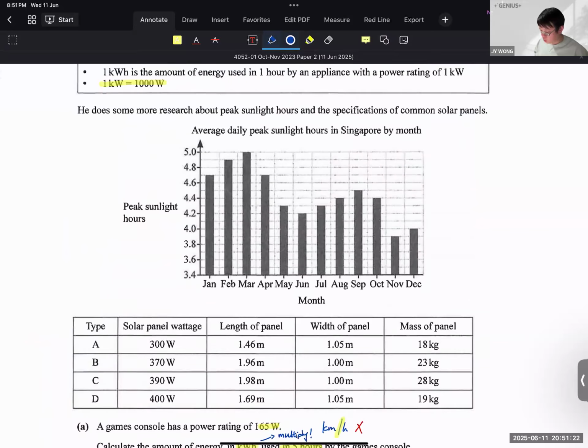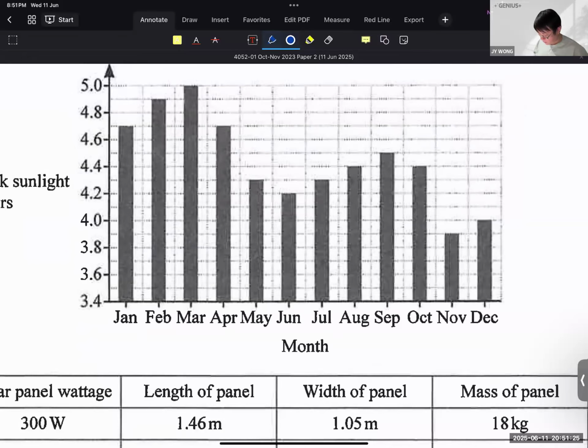How to find the average? We need to go and find the values here. So this is 4.7. This is 4.9. This is 5.0. This is 4.7. This is 4.3. This is 4.2. 4.3 again. Then this is 4.4. Then this is 4.5. Then this is 4.4. Then we randomly have a 3.9. And lastly, 4.0.